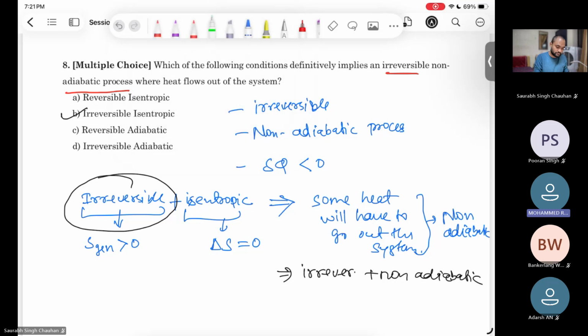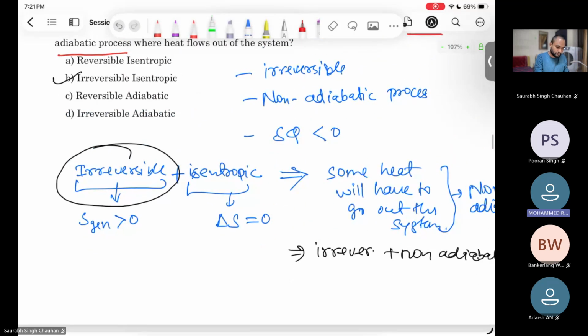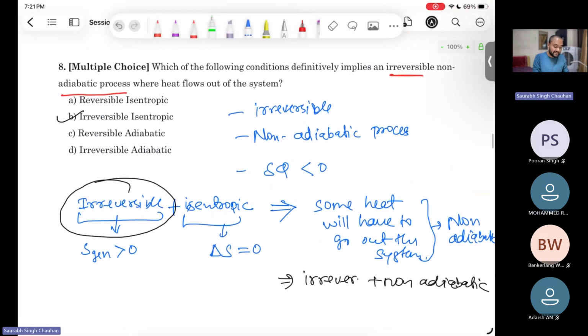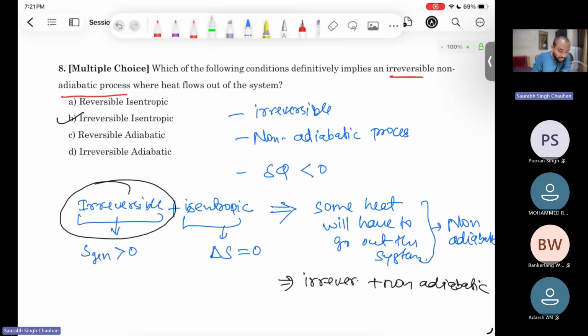So, sir, why not the option D, sir? Why not option D? Irreversible adiabatic. You understood the question, what it is saying. Question is saying that which of the option will lead to an irreversible non-adiabatic. Let us see option 4.